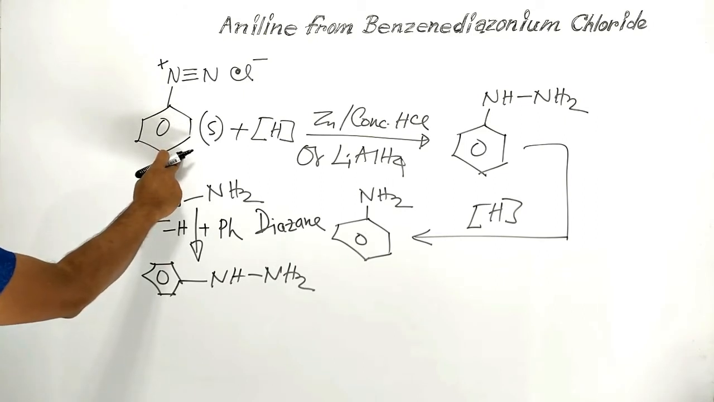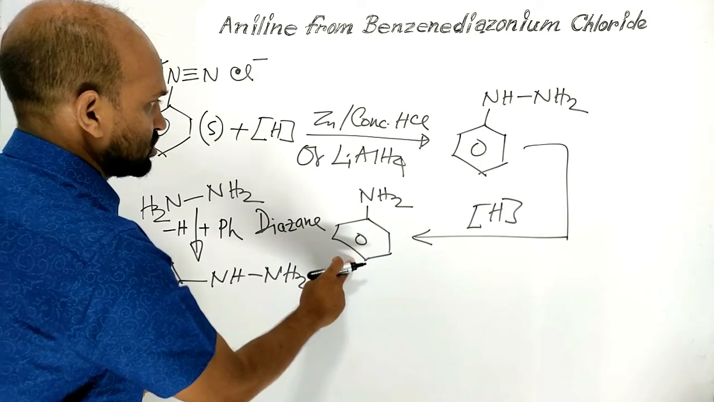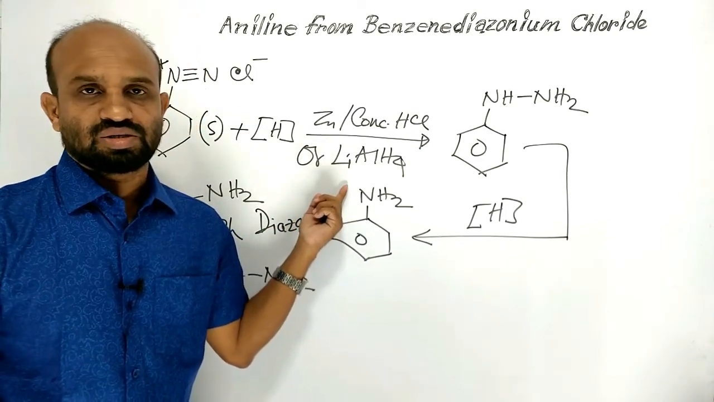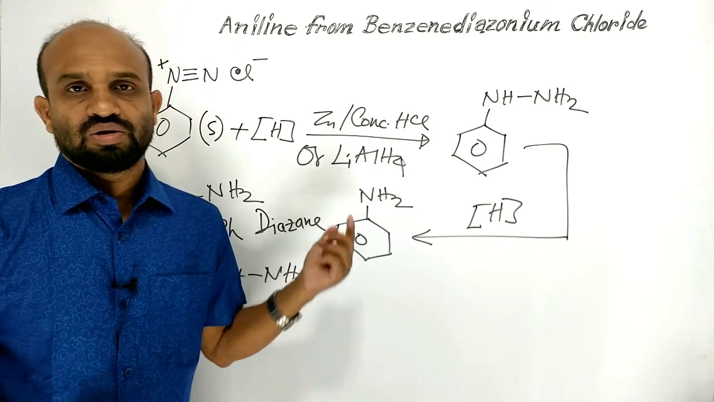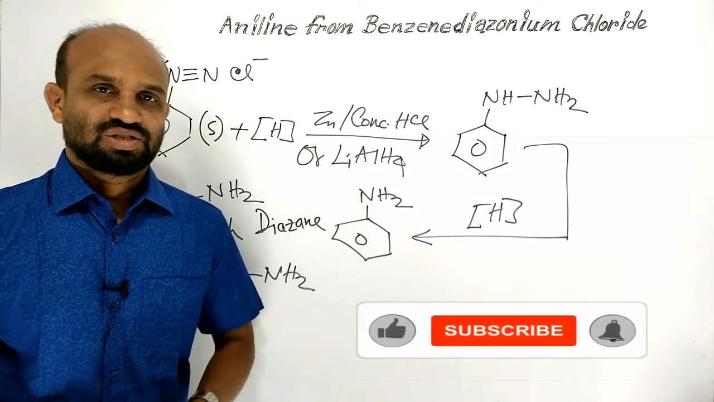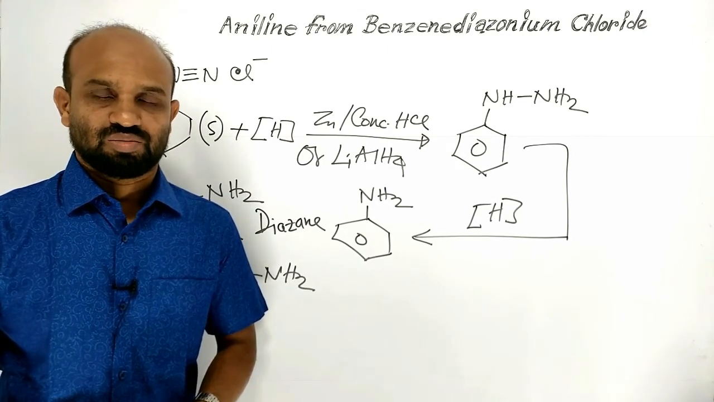from benzenediazonium chloride, aniline is produced by the reducing agent zinc and concentrated hydrochloric acid or lithium aluminum hydride. This is about the production of aniline from benzenediazonium chloride.